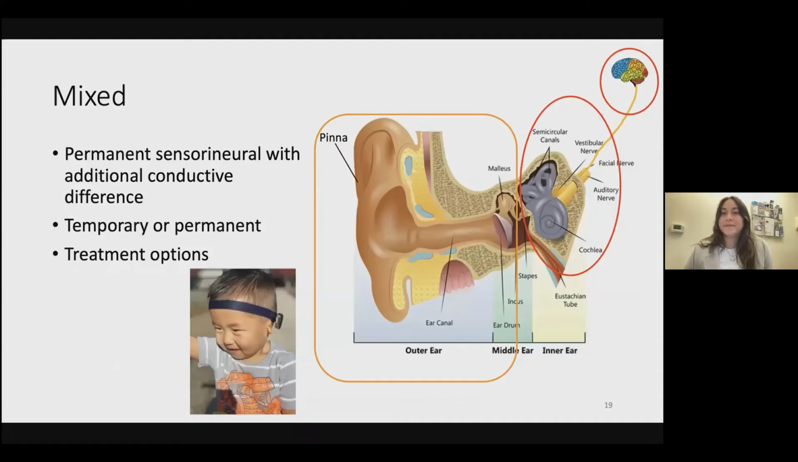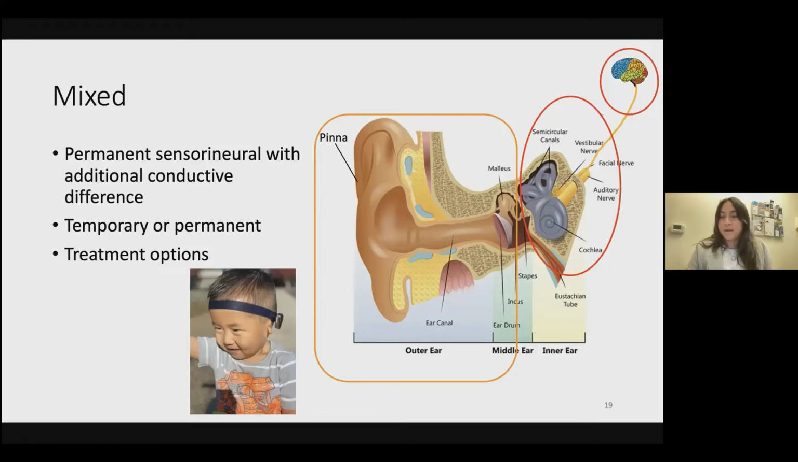The next type of difference we'll talk about is a mixed hearing difference, and it's exactly what it sounds like. It's a mix of both a permanent hearing difference and a conductive hearing difference. So when a person has a mixed difference, there is an anatomical difference both in the inner ear, auditory nerve, or auditory cortex of the brain, as well as a difference in the middle ear or the outer ear. Mixed differences can be temporary.